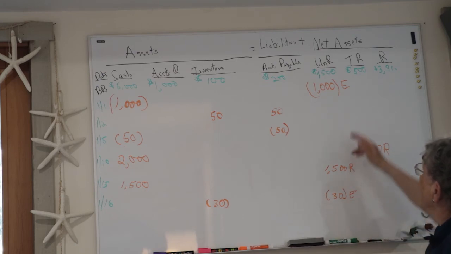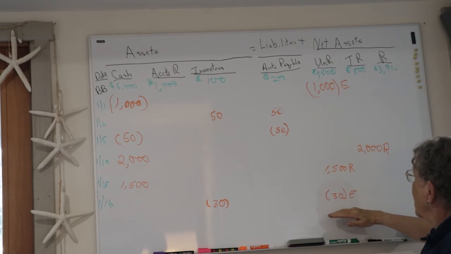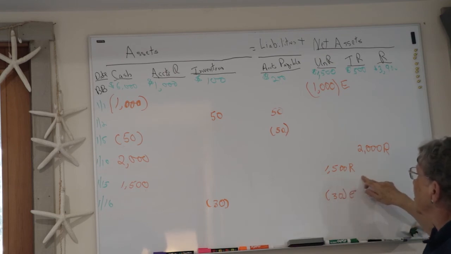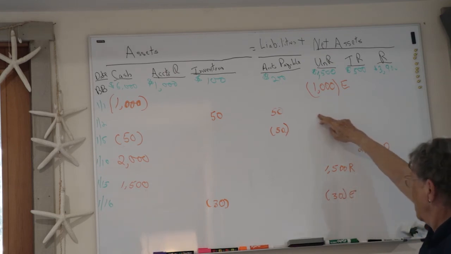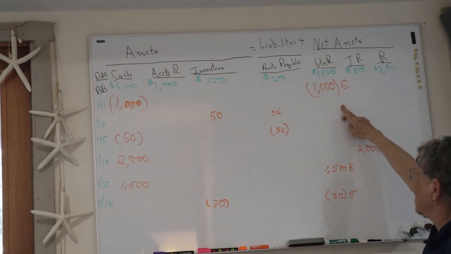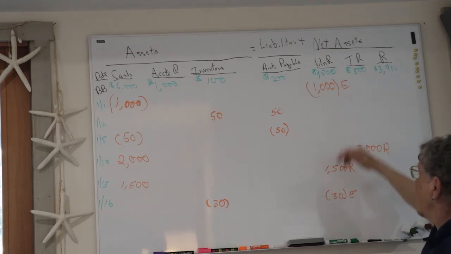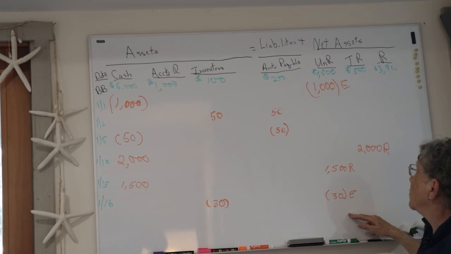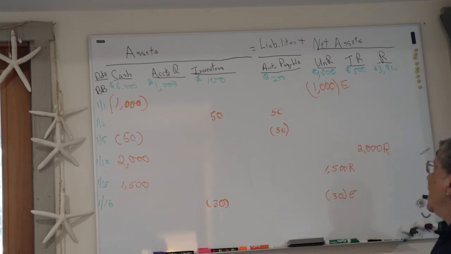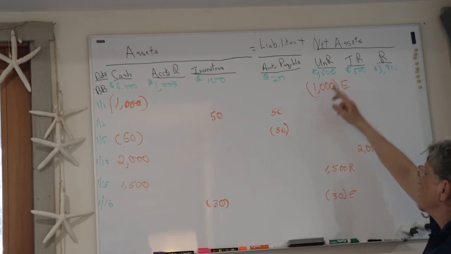Each one of these, expense, expense, revenue. Here, you've got $1,500 in revenue. You've got $1,030 in expenses. So you've got $470 in revenue. And at the end of the month, that's added to the $1,500 already.